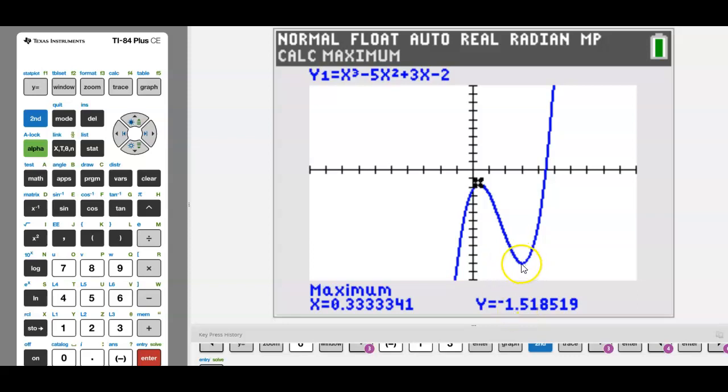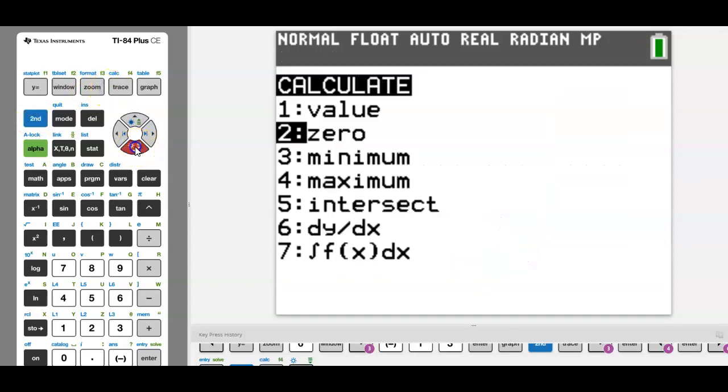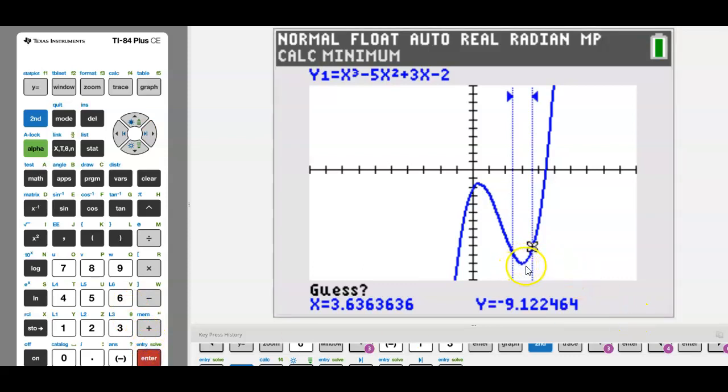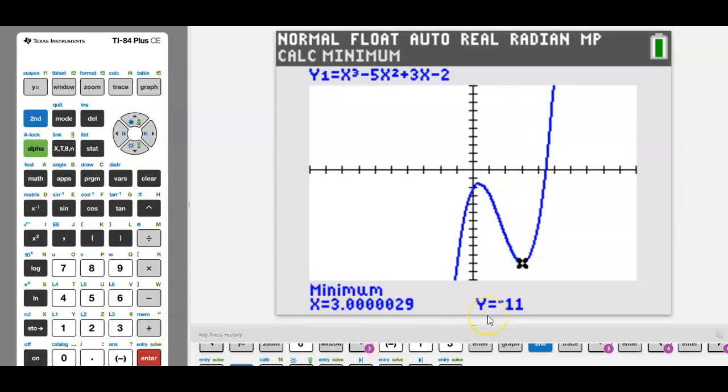Now, if we want to find this other turning point, which is the local minimum, I'm going to go back to second trace. I'm going to go to minimum, and then I am going to do a left bound. So pick a point on that graph that is somewhere to the left of that minimum value we're trying to find, and then a right bound somewhere on the right. So I have that minimum between those 2 vertical lines. Hit enter again, and looks like this is going to be at 3, negative 11. 3, negative 11. Now you might say, what is this 2, 9 way down here?